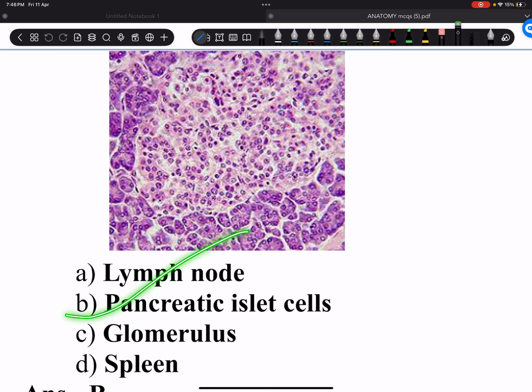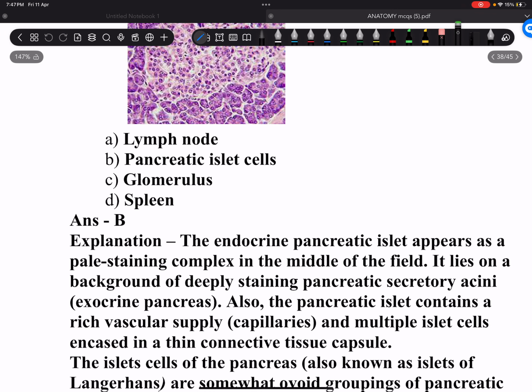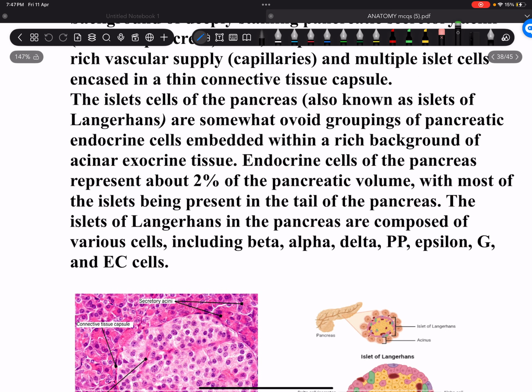Now this is the question: identify this. Yes, a pancreatic islet cell. The endocrine pancreatic islet appears as a pale staining complex in the middle of the field, where it lies among the pancreatic secretory acini of the exocrine pancreas. Also, pancreatic islets contain a rich vascular supply, which is the capillaries, and multiple islet cells encased in a thin connective tissue. You have to remember this.